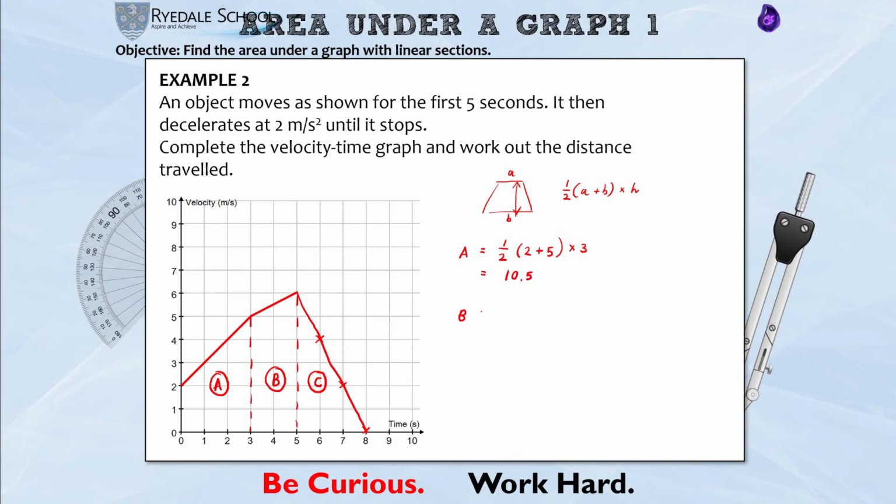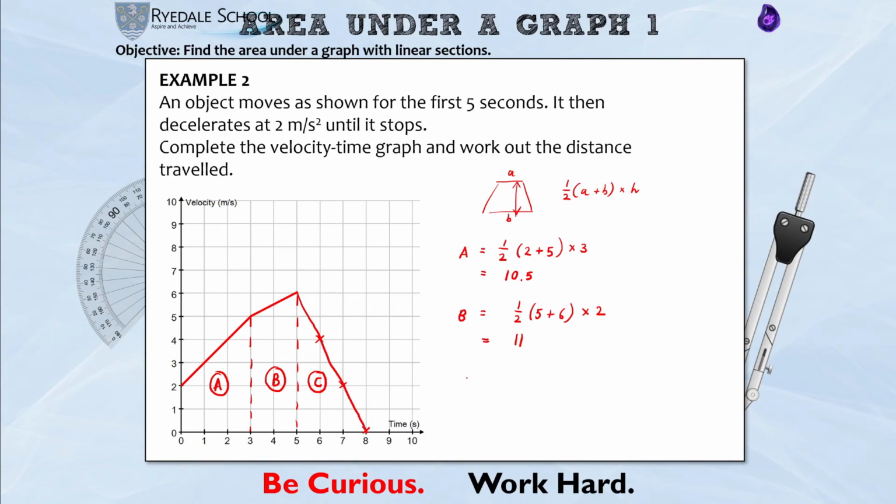Let's look at trapezium B. So trapezium B, its 2 parallel sides are 5 and 6. So I'll do 5 add 6. I will have to halve that. And then I'm going to be multiplying by that distance there, which is 2. Now this is quite nice actually, because the half and the times by 2 cancel each other out. So I just end up with the answer to 5 add 6, which is 11.